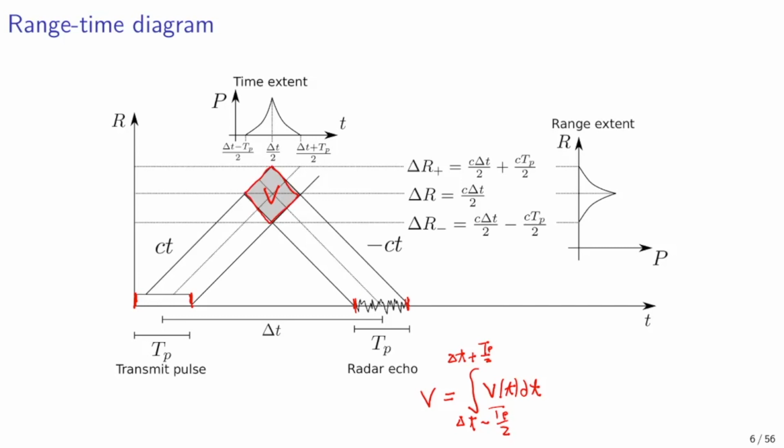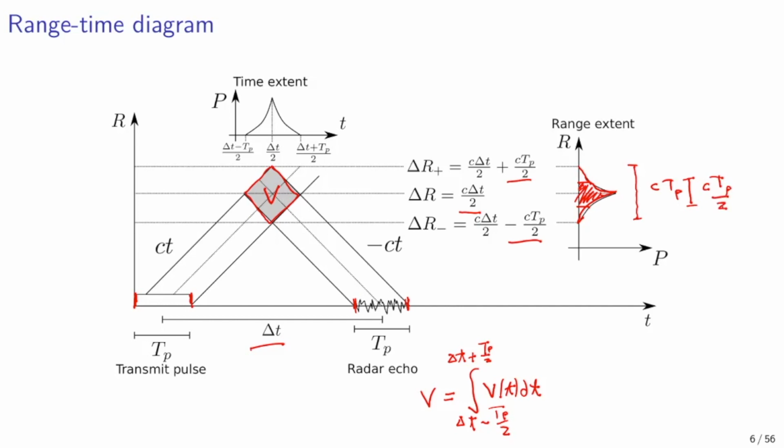The mean range of a radar echo after a propagation delay of delta t is the speed of light times delta t over 2. However, echoes from ranges between plus minus the speed of light times the pulse length over 2 are also received. I have sketched the distribution of received power as a function of range in the subdiagram on the right. The full range extent is the speed of light times the pulse length. However, most of the received power comes from half of this range extent, and this is what is commonly used as the range resolution for this type of a measurement.